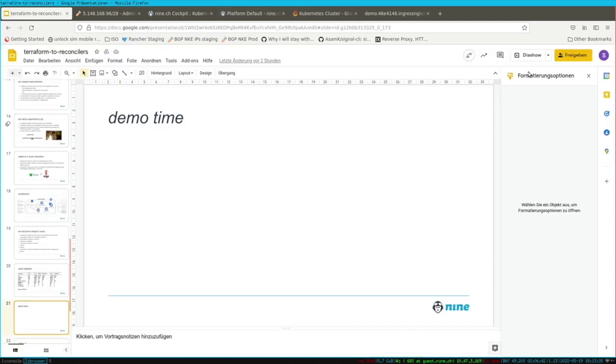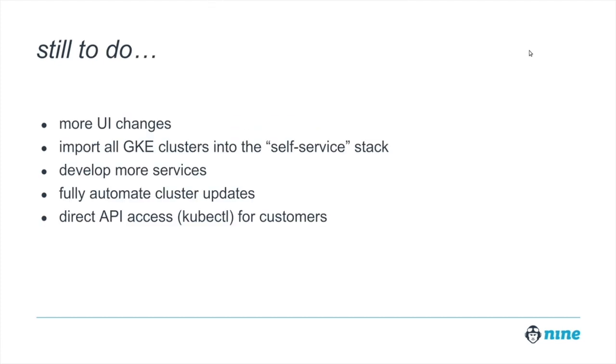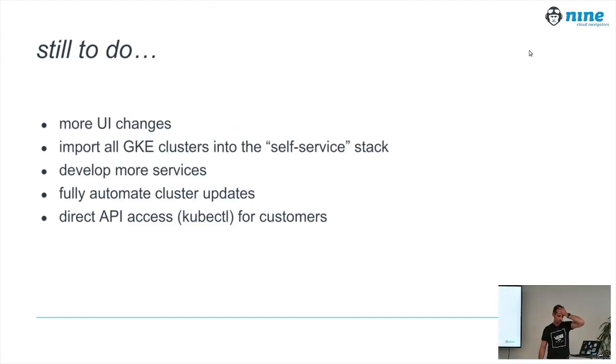Is there anything else on the slides? Oh, still to do. We still have to do stuff. We still need more UI changes, as you have seen. There's Argo CD, for example, in the UI so far, and a Docker registry, but it needs to be more. The next step would be to import all the GKE clusters, which we currently set up with Terraform, into that self-service stack. That's actually a big task, but we hope we can do that.